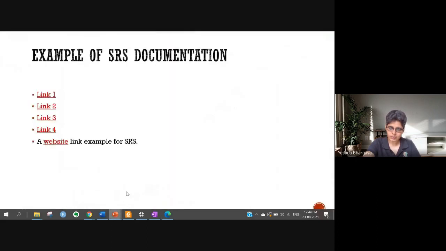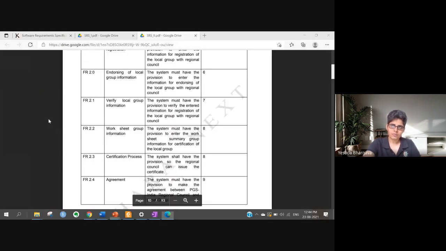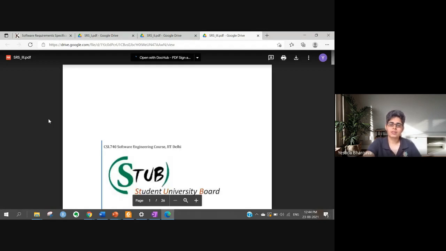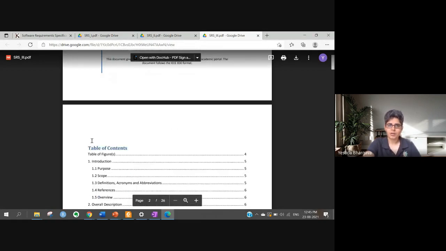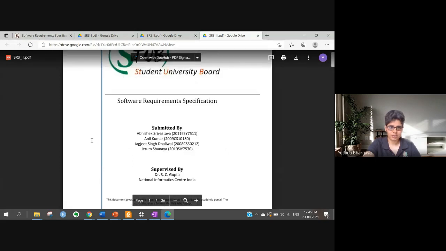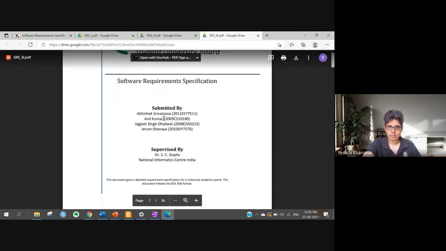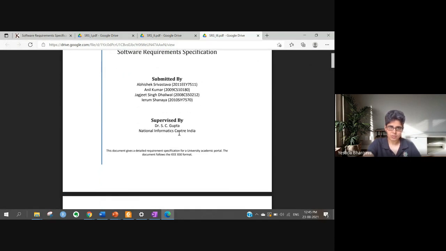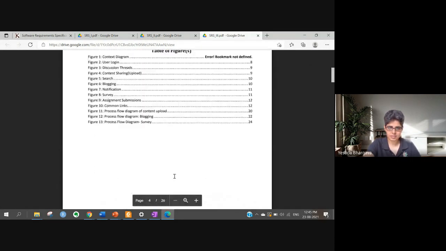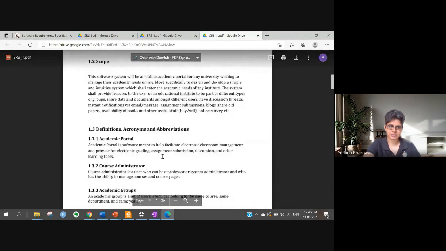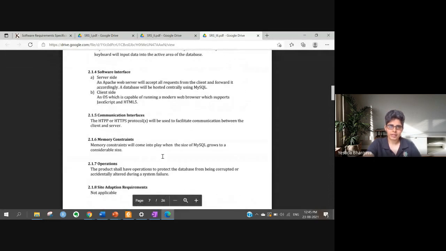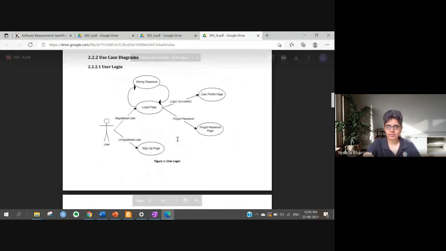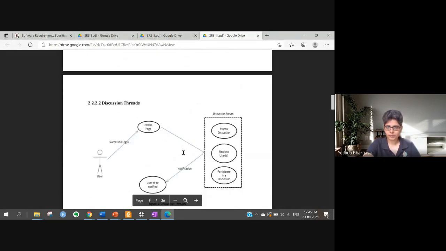And no need to make it complex. From your software requirement specification document, I should be able to understand in a good amount of detail what exactly you are trying to do. So for example, this SRS has been developed by these 4 students as part of some of their course, and this is a relatively shorter document, just 26 pages for the academic side of things, and here they have tried to explain how different things are working together.